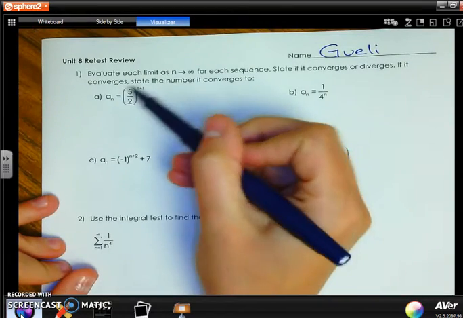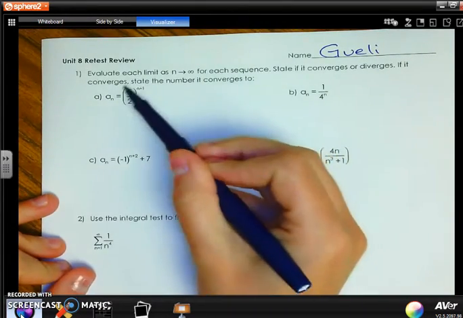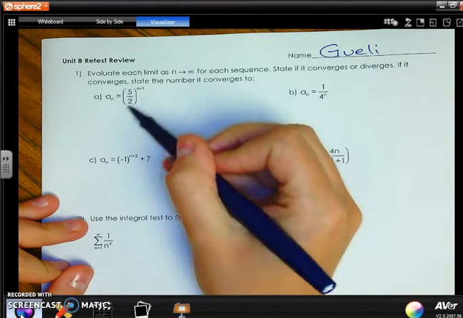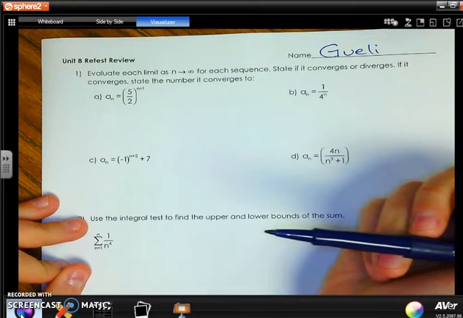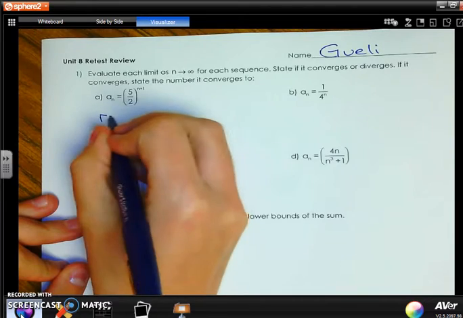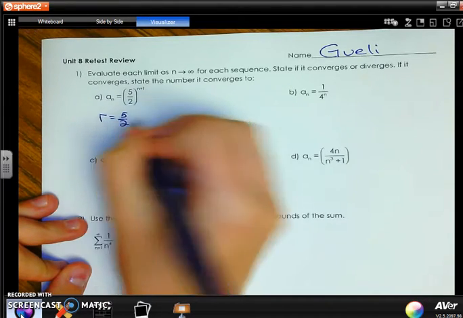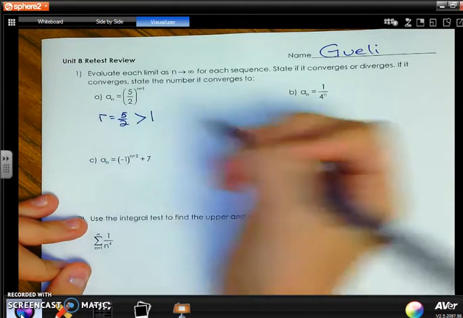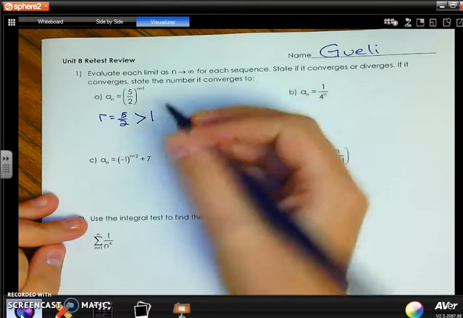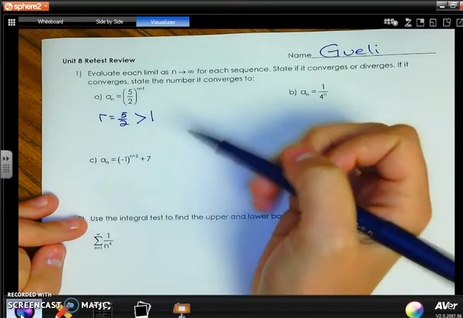All right, so this is geometric. You know it's geometric because it's a parentheses raised to a power. And what we care about with geometric is that number inside. We call that the R value or the common ratio. In this case, the R value is 5/2, and that's greater than 1. And you're like, oh, well, that's on our sheet. Well, not really. You can still take the limit as n approaches infinity.